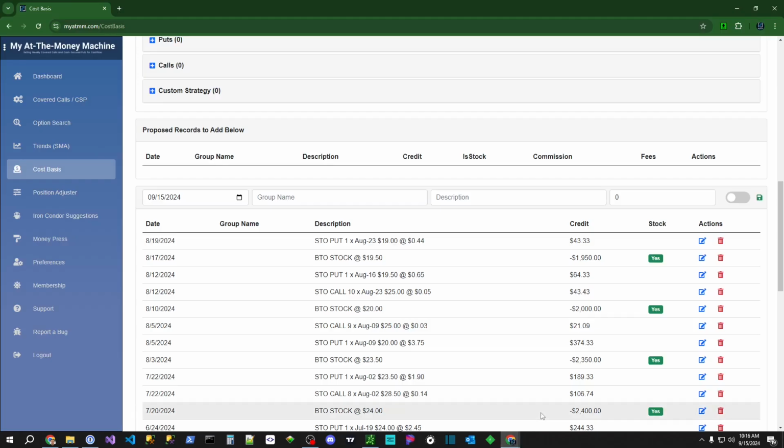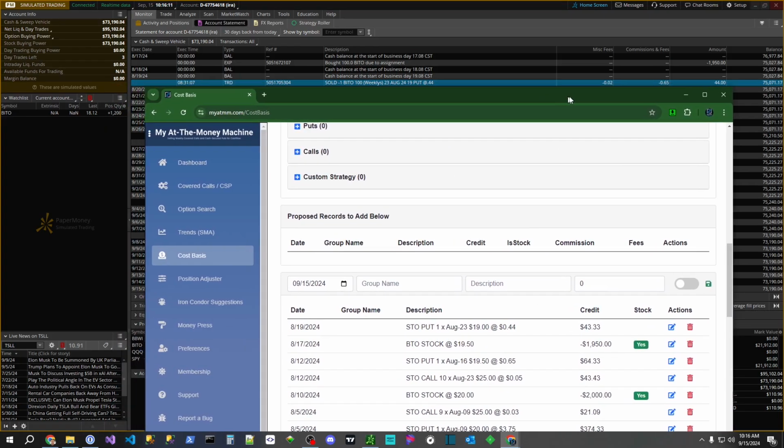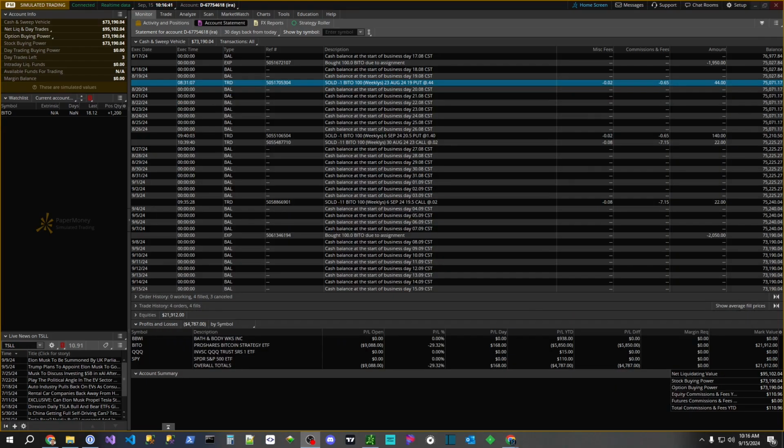Yep, August 19th was the last one we had, and it was for this at 44 cents. So right there, if you look at that, the one right above here, August 19th, BITO, 44 cents. The $44 minus the fees. Yep, so that's the last transaction we had tracked. So we need to track everything past this point. All right, so everything after August 19th.